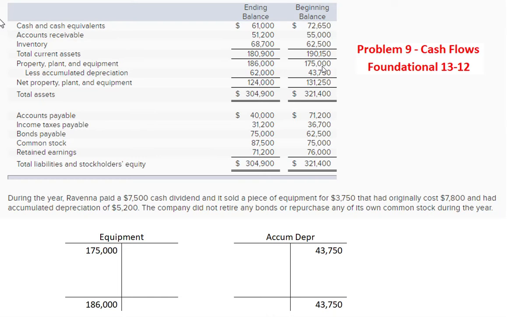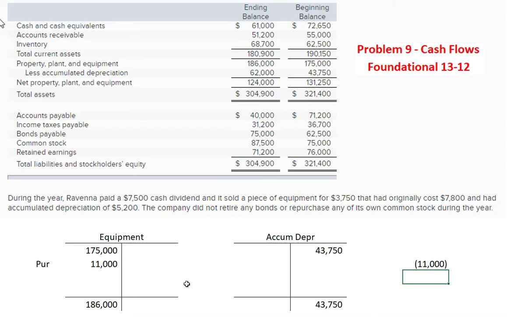We're told the beginning balance is 175. Boom, there's the 175. Ending balance is 186. And if we knew nothing else, we would say we had to have made purchases of $11,000. That's how we would get from 175 to 186. And we would show that as a negative cash outflow, minus $11,000, in the investing section of our cash flow statement.